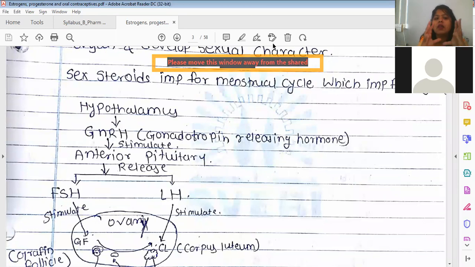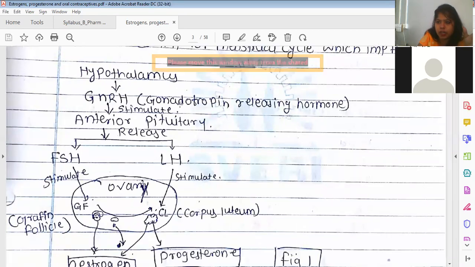For example, when the hypothalamus gets stimulated inside the body, it will send the message to the gonadotropin releasing hormone. The hypothalamus will send the message to the gonadotropin releasing hormone, and that will stimulate the pituitary gland.